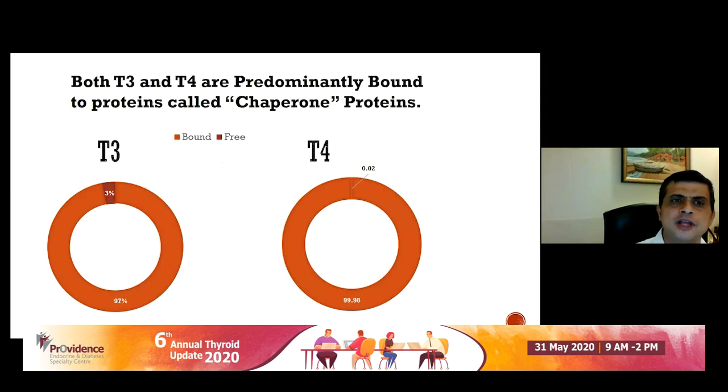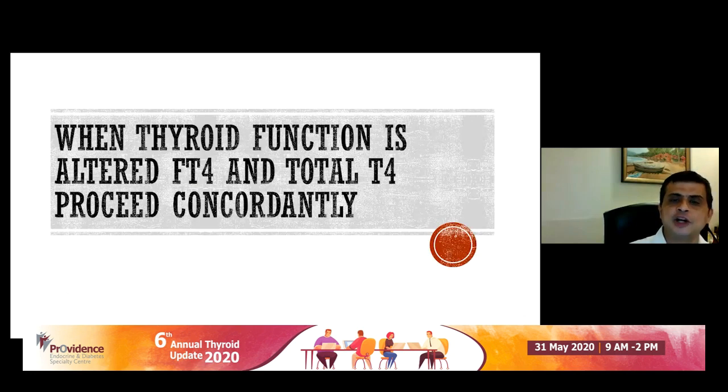So important to note that both T3 and T4 are predominantly bound to proteins called chaperone proteins. 97% of T3 is bound. Only 3% is free. 99.98% of T4 is bound. Only 0.02% is free. Whenever the thyroid function is altered, free T4 and total T4 will proceed concordantly.